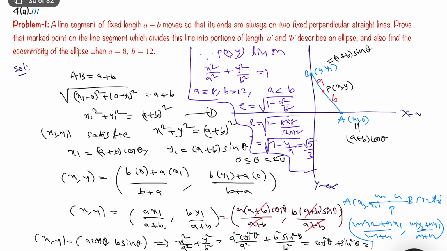Okay, we showed that this marked point P describes an ellipse. Let me show you the animation.